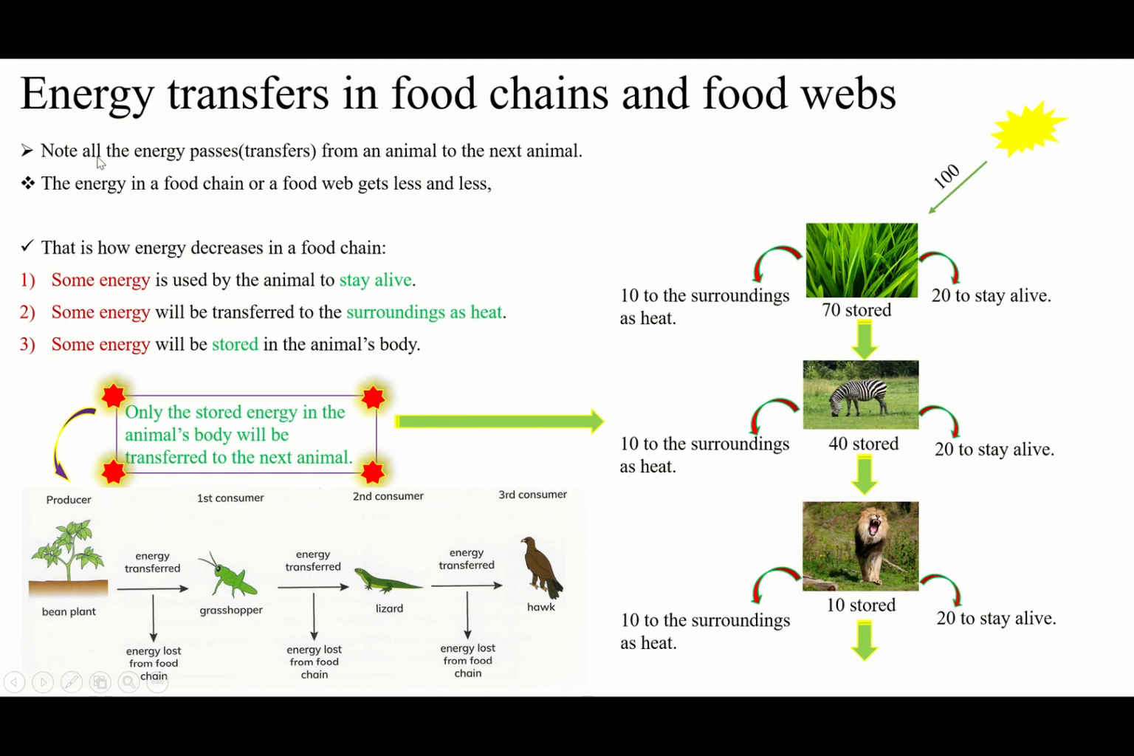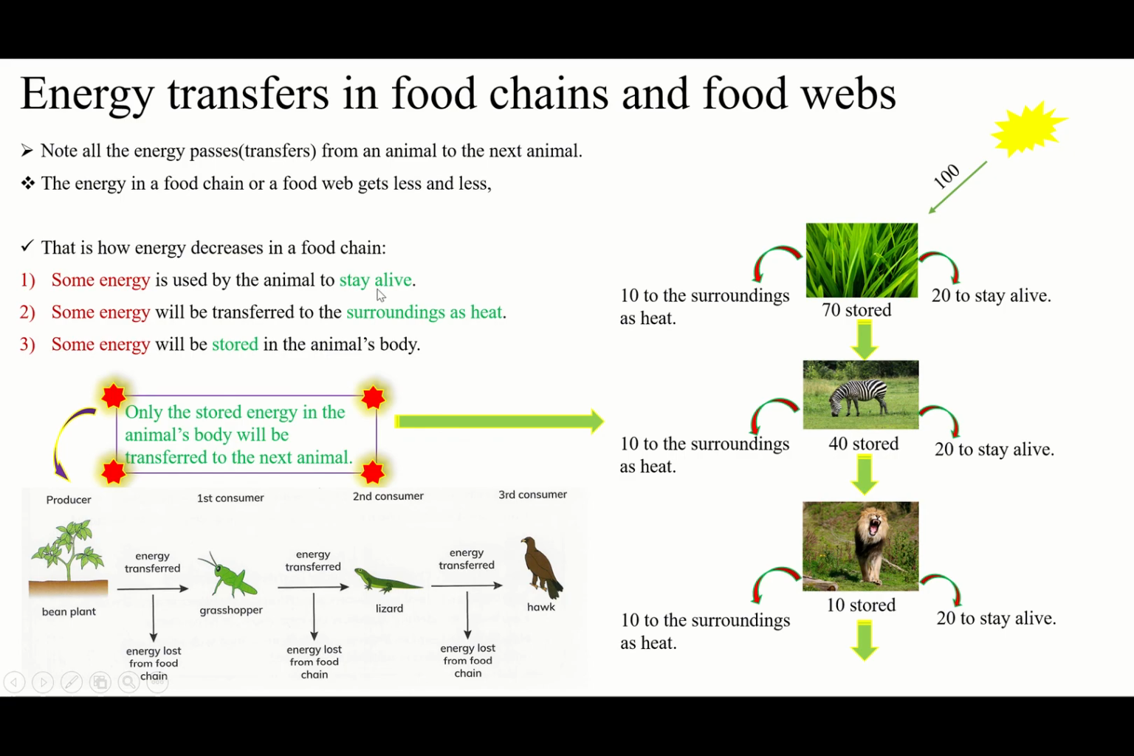One more time, not all energy will pass from one animal to another. The energy in the food chain will get less and less. That's why it goes less and less, 100 to 70, 70 to 40, 40 to 10. You see, continuously from one animal to another it decreases. And that's how energy decreases in the food chain.